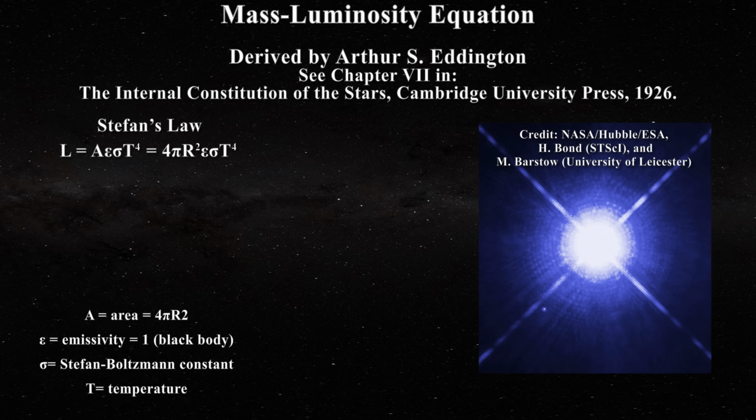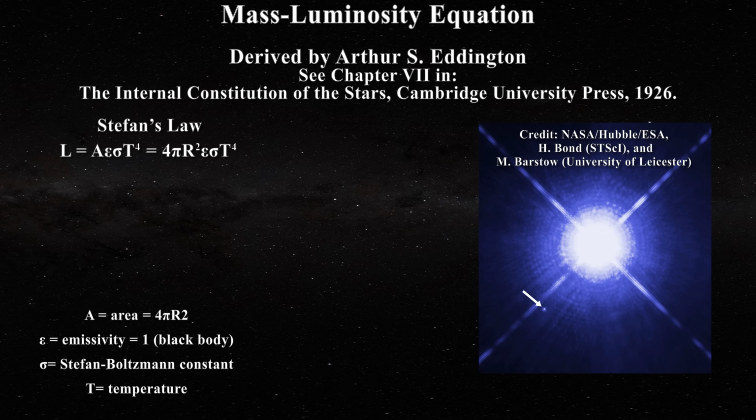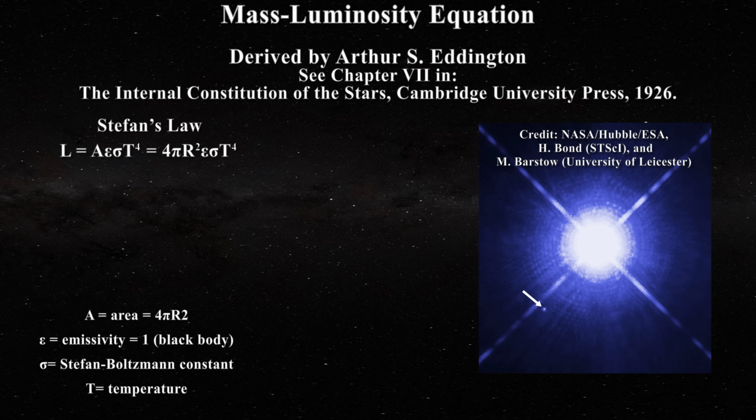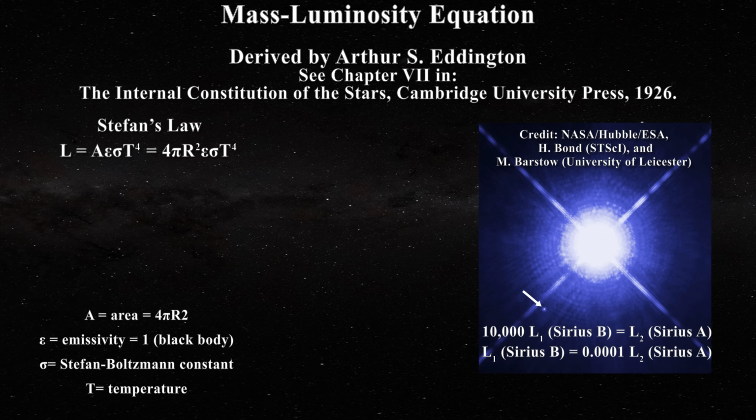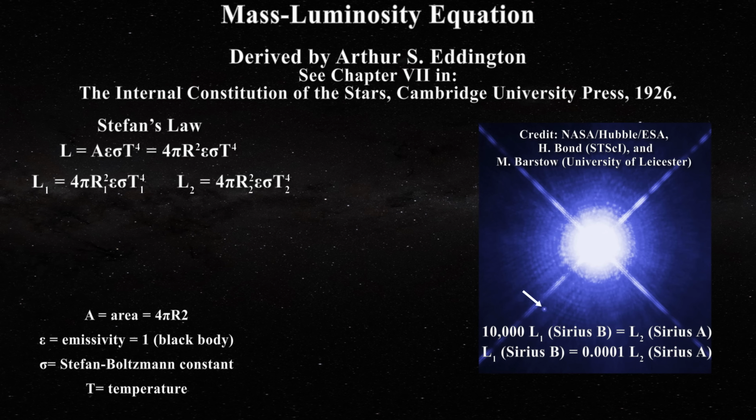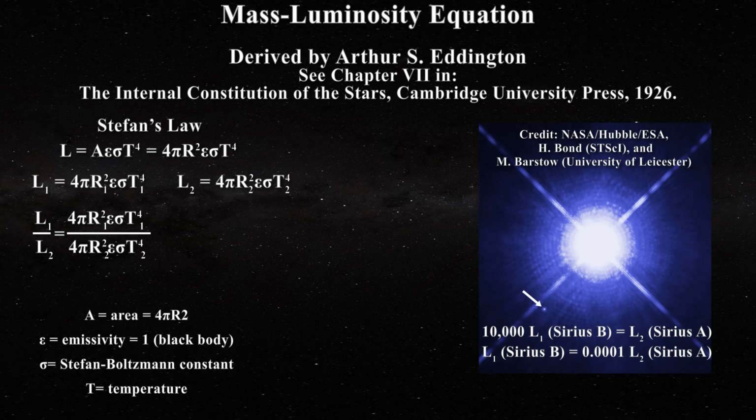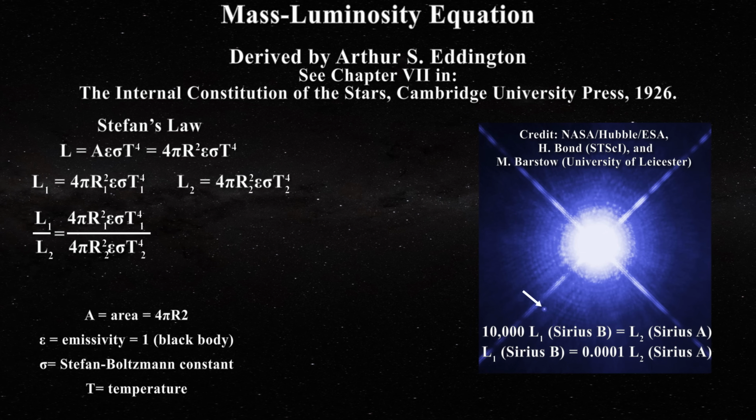Sirius A is a main sequence star, whereas Sirius B, the tiny dot on the image, is a white dwarf. It turns out that the luminosity of Sirius B is only 1/10,000th of the luminosity of Sirius A. We can get these two expressions with subscripts 1 and 2 describing each star. Now let us take the ratio of the two expressions. Let us assume that both stars have the same temperature and simplify, giving us this equation.